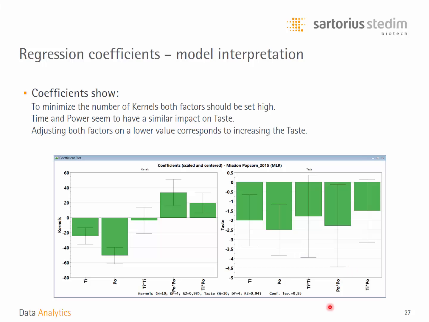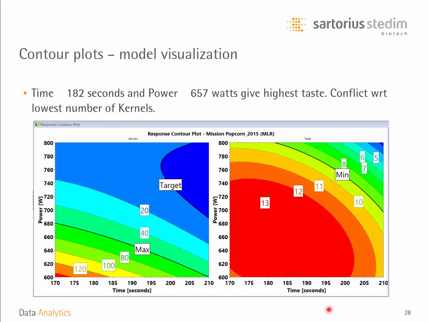Another way to interpret the model and visualize the consequences of the models is to use what we call response contour plots. And here we are seeing how, when we're changing power and time, the kernel response is predicted to change. And in the right-hand plot, we have the similar thing for taste.